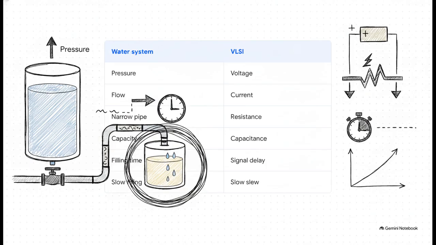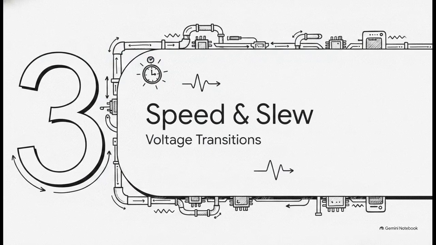We can map this directly to VLSI design. Water pressure is our voltage, the water flow is our current. That narrow pipe restricting the flow, that's our wire's resistance. The actual capacity of the tank represents our capacitance. And a tank that fills up really slowly, well, that perfectly represents a slow slew rate, which we'll get into next. Moving right along to Section 3, Speed and Slew Explained.